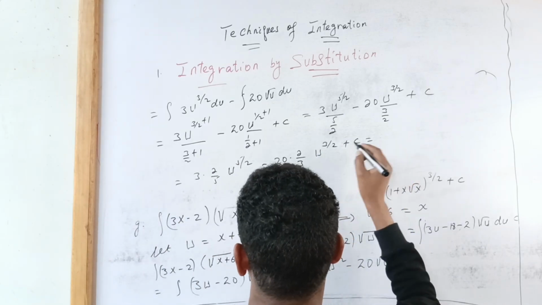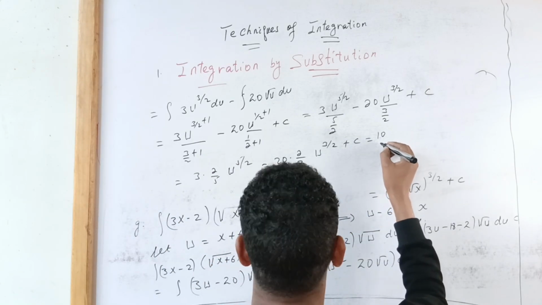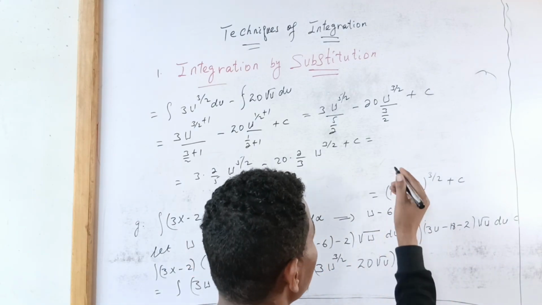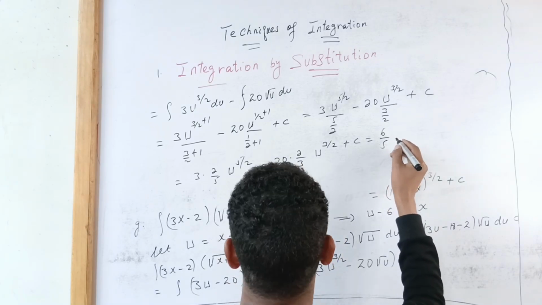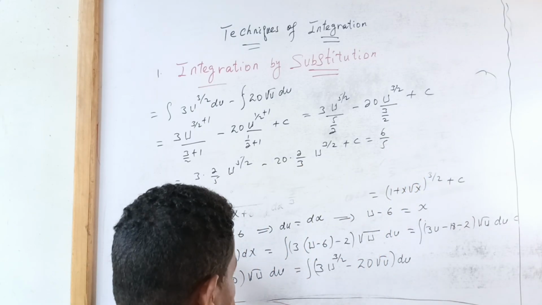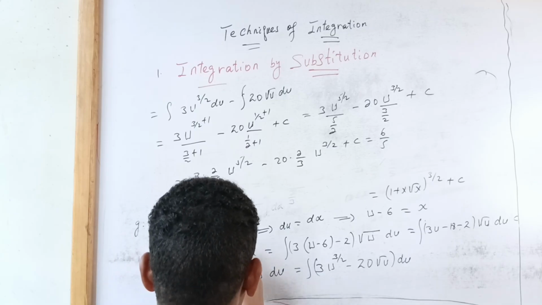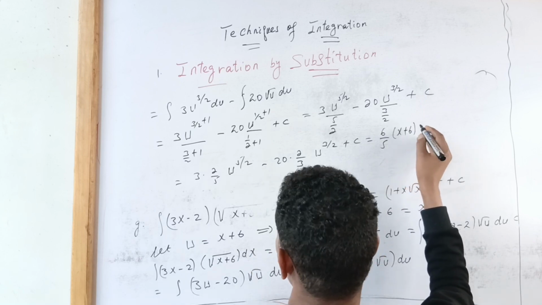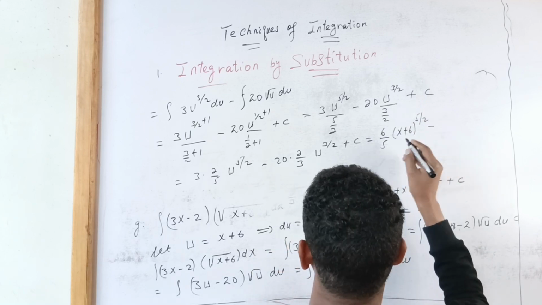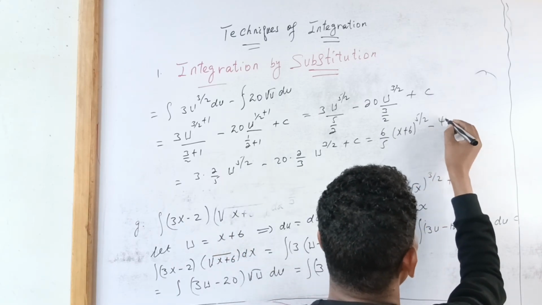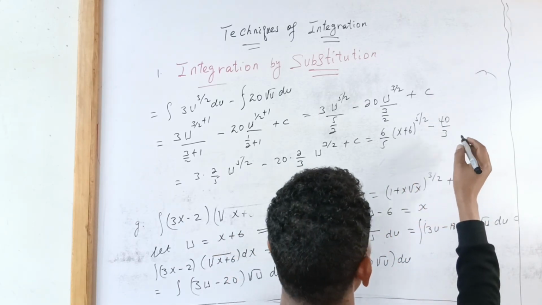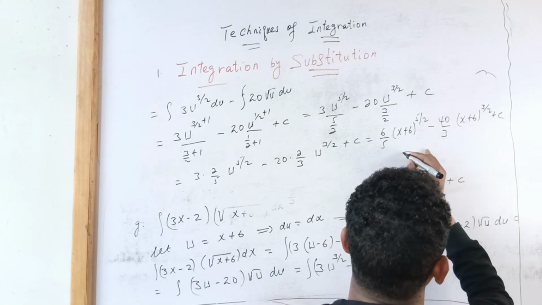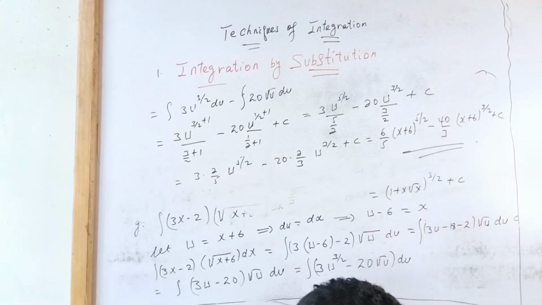This is equal to 3 times 2 is 6, 6 over 5. U is x plus 6, right? U is x plus 6. That is x plus 6 to the power of 5 over 2 minus 20 times 2 is 40 over 3. U is x plus 6, to the power of 3 over 2 plus constant number c.